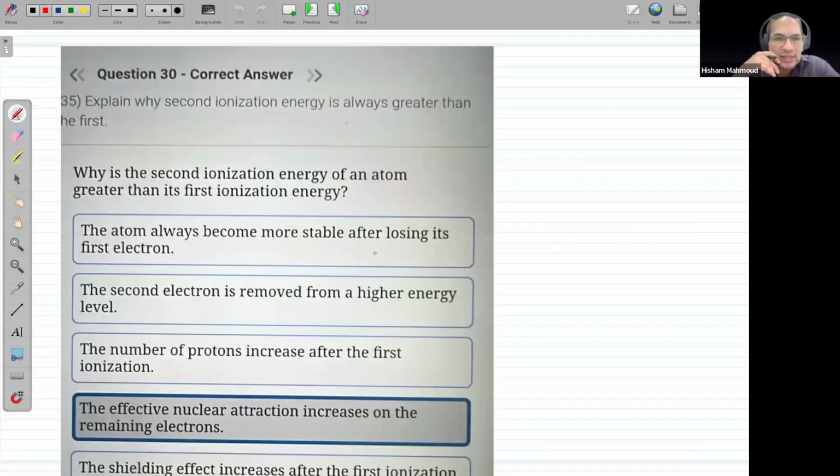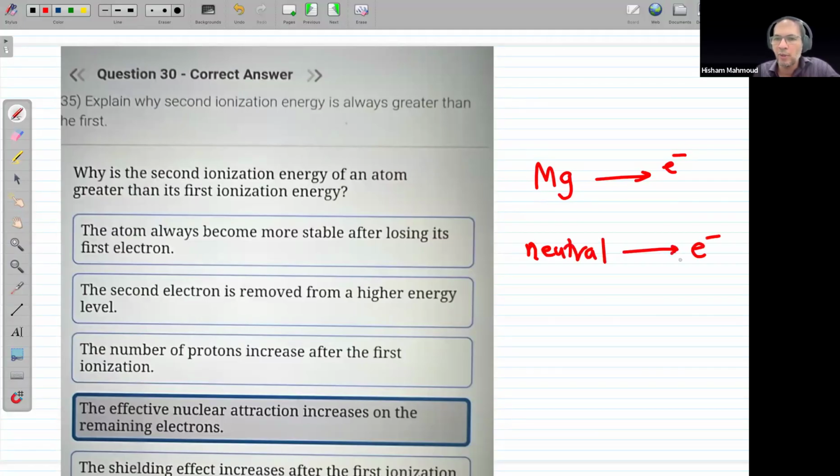The next question: why is the second ionization energy of an atom greater than its first ionization energy? Because if you want to remove the first electron, you're removing an electron from what? This is a neutral atom, right? If you want to remove an electron from a neutral atom or from a positive ion, which is easier? Of course, removing an electron from a neutral atom is much easier.